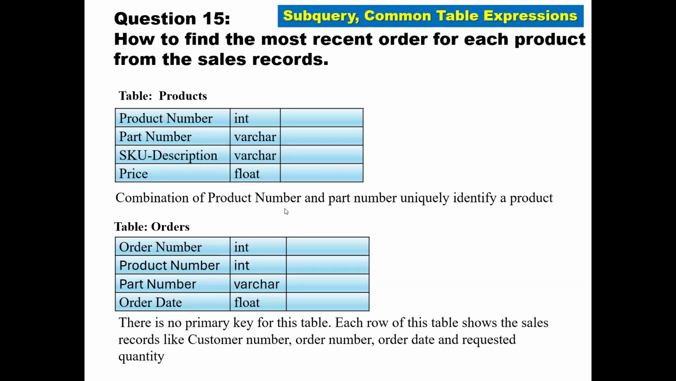Combination of product number and part number uniquely identify a product. Orders table stores order transactions, including order number, product number, part number, and order date. There is no primary key in this table.